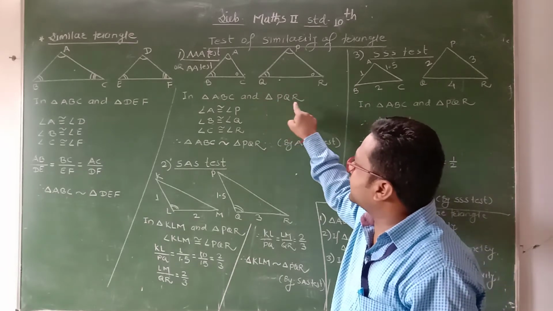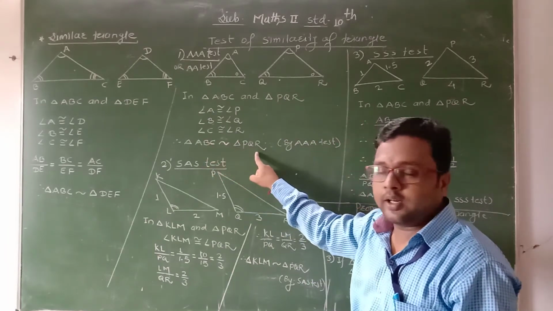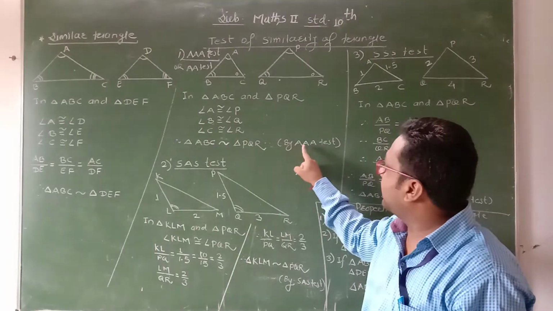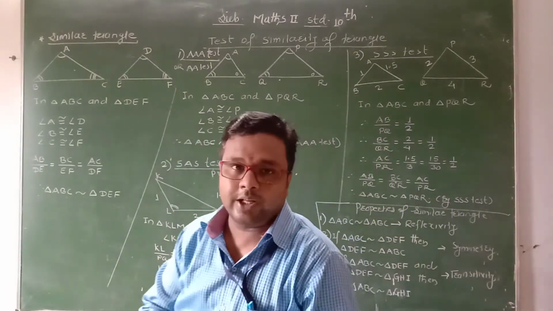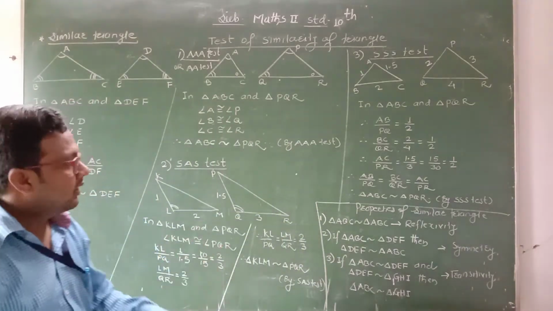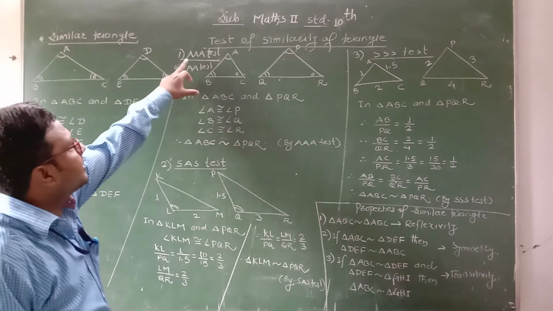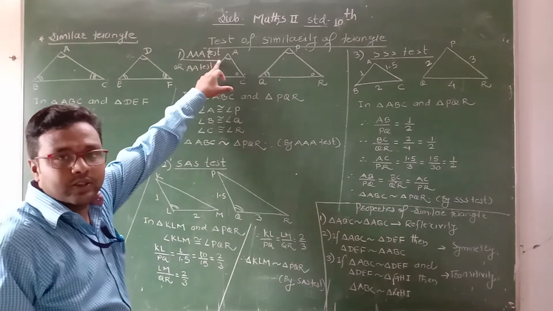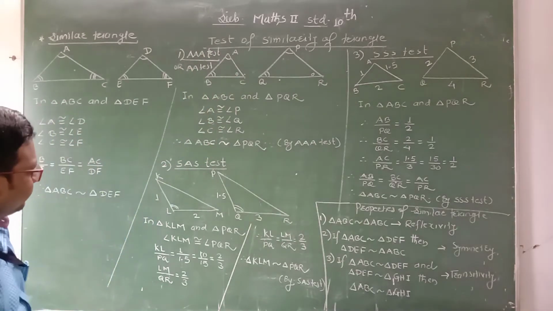Therefore, for this correspondence, triangle ABC is similar to triangle PQR by which test? Angle test. Okay. Out of six conditions, here we require only three conditions, the three angles. Therefore, this is a test for the similarity of triangles, and this is the angle test of similarity of triangles. Okay.